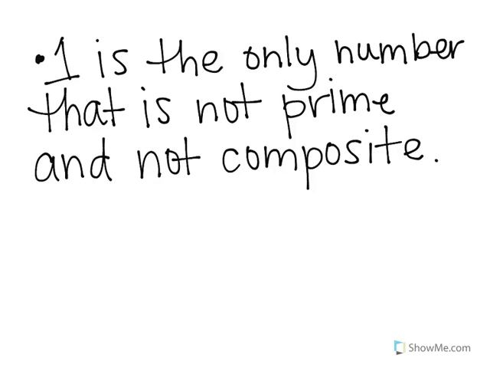So 1 is the only number that is not prime and not composite. It is neither one of those. So if I ever ask you if 1 is a prime number, I expect you to say no, because it is not prime and it is not composite.